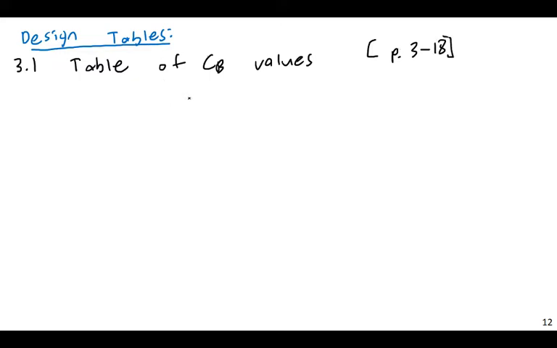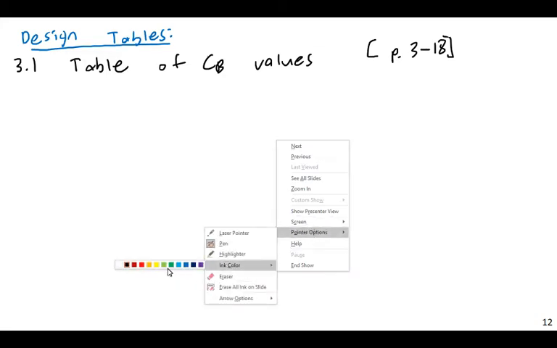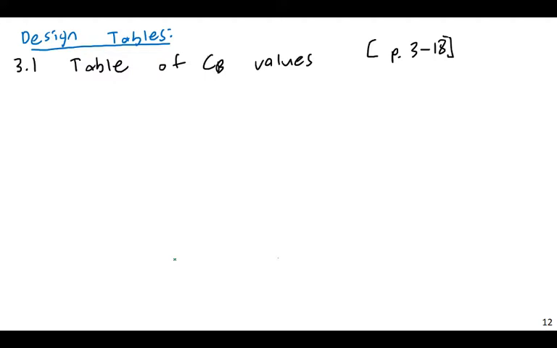Now, however, this does give us our very first cautionary note about using design aids. So, what do we notice? What does it say right at the top of that table? Simply supported beams, yes. At the top of the table, it says Table 3-1, values of CB for simply supported beams. So, note, this table is only valid for simply supported beams.